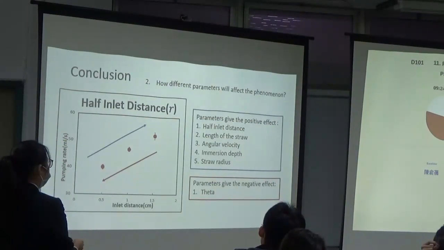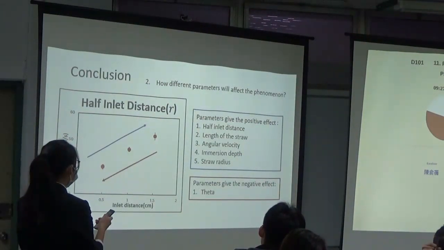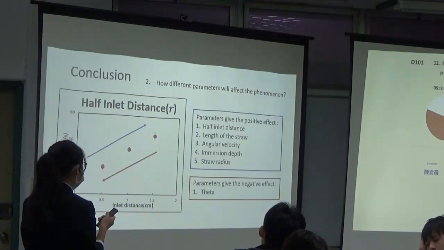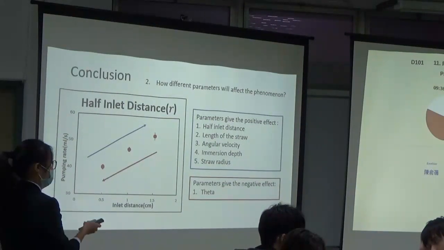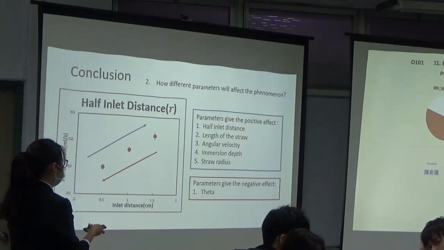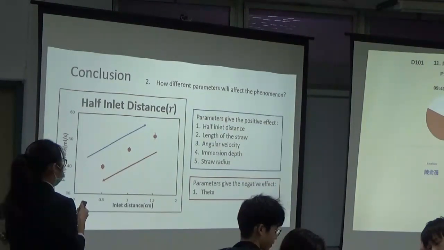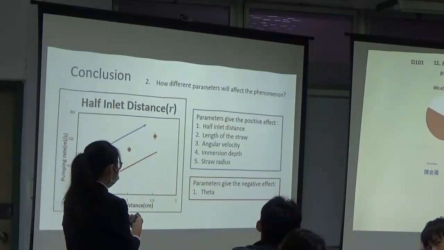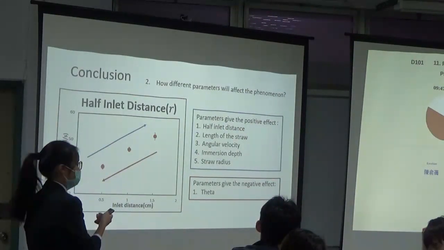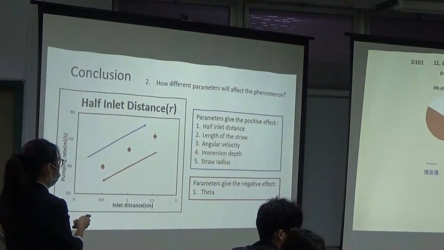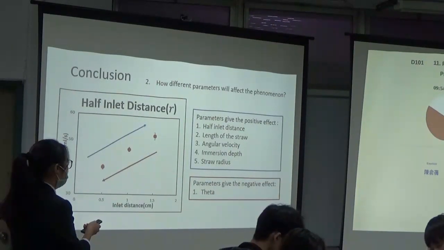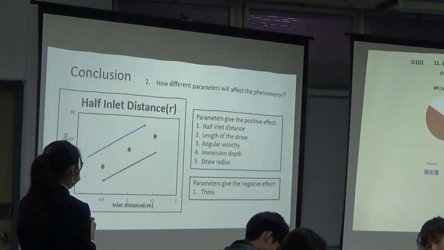And how different parameters will affect the phenomenon. There are some parameters that will give the positive effect, which are the half-inlet distance. Because when the half-inlet distance increases, the rotating radius will increase, also making the centrifugal force increase, so they will make the pumping speed increase. And the length of the straw, because when the length of the straw increases, the rotating radius will increase, so they will also give positive effect on this phenomenon.